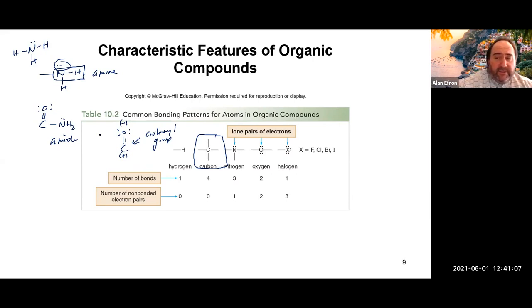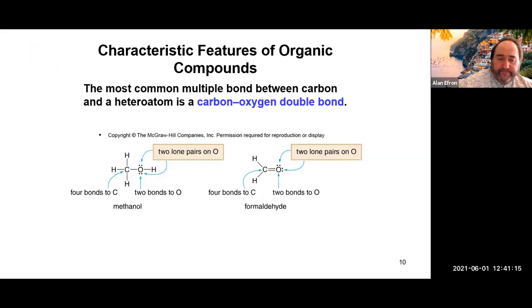A lot of times we'll find our halogens on the end there, and again, they'll have a lot of non-bonding electrons. The most common multiple bond between carbon and some other atom is that carbon-oxygen double bond, as I just mentioned, which is known as the carbonyl group. And again, by substituting out some of those hydrogens from these other guys, as I mentioned earlier, we get a different functional group here. And again, in the case of OH, that is what makes it an alcohol.